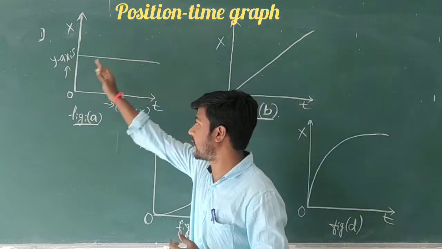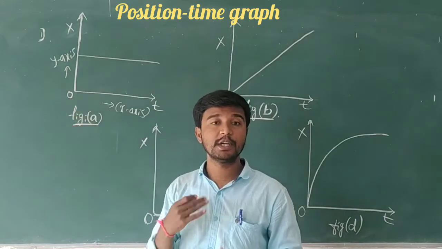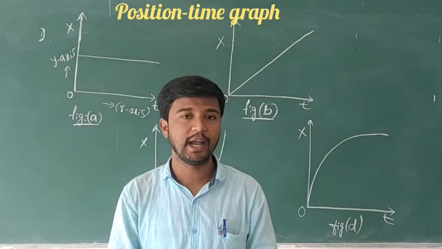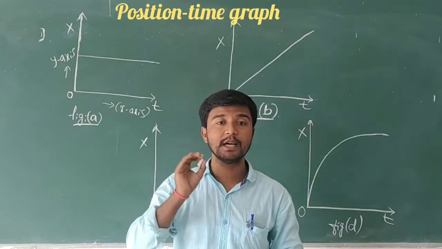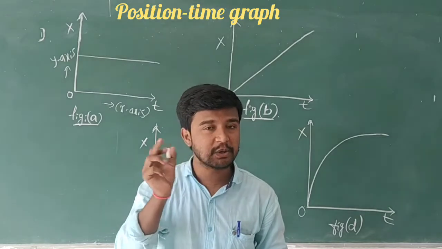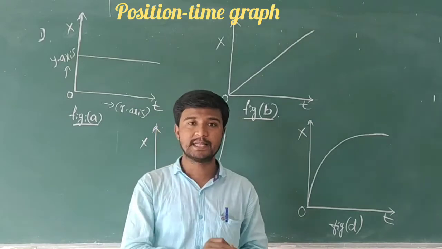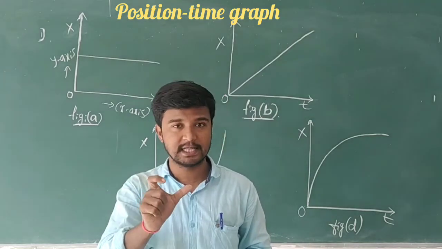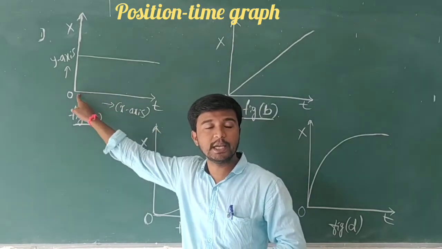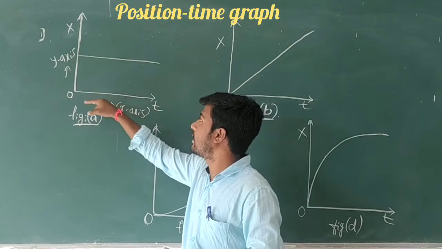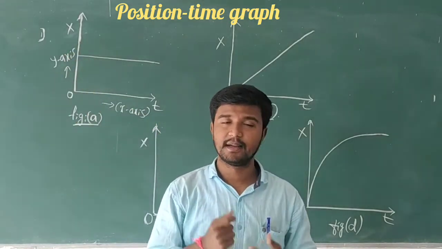So, first figure. We have to consider the position of an object, a body moving in a straight line, represented by the x coordinate. Remember, we take time t along the x axis from the origin, and position x along the y axis. Clear?